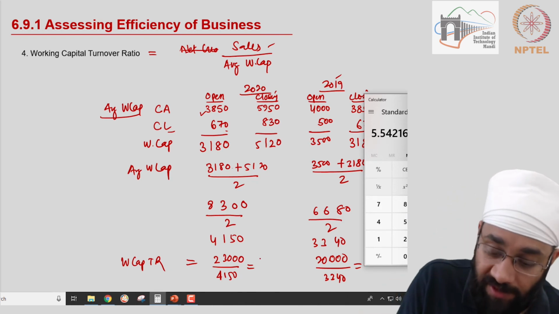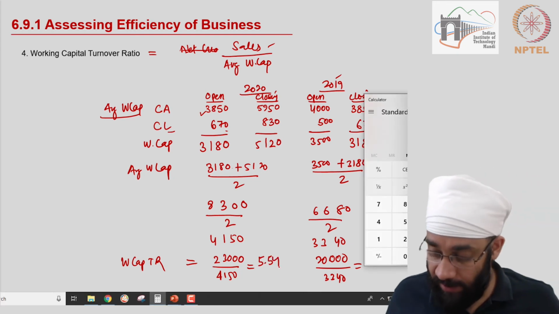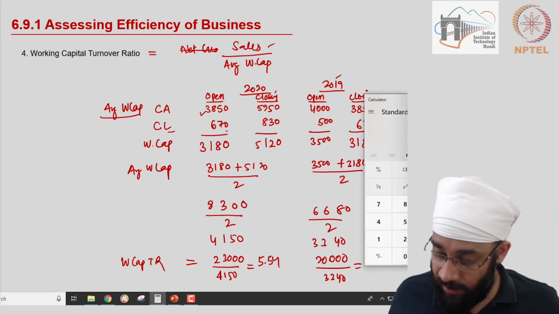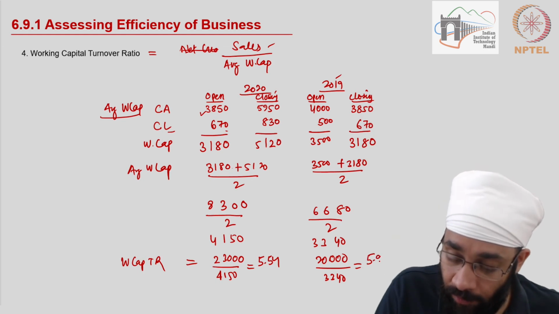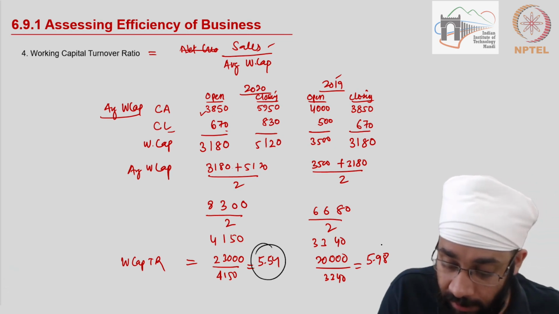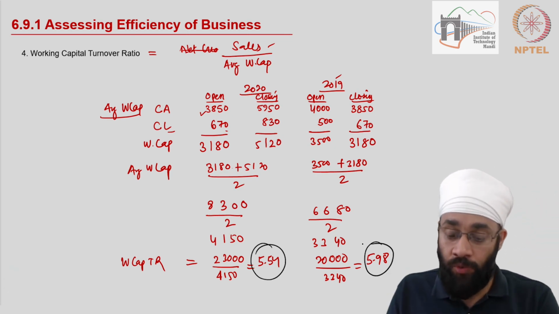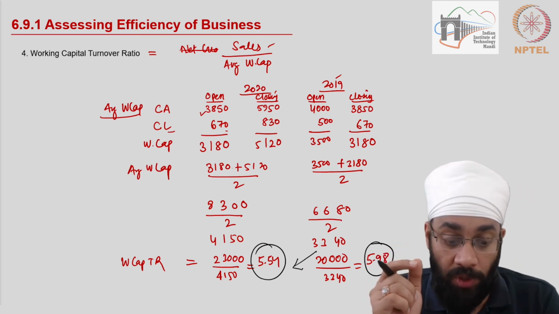This comes out to be 5.54, whereas in the previous year this was 5.98. There you go. We have the working capital turnover ratios for these 2 years, and the ratio is going down slightly. What does it mean?